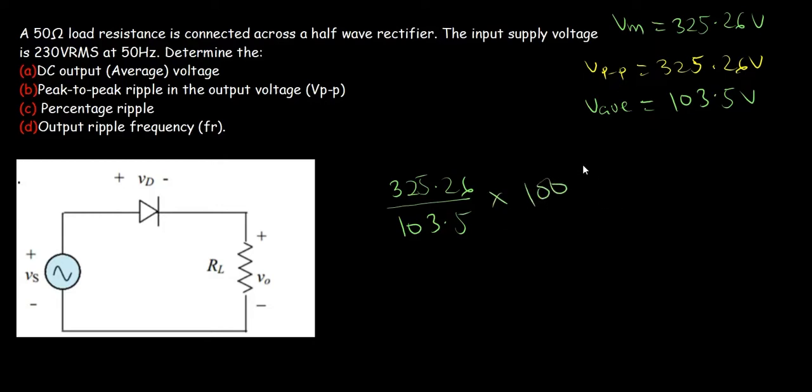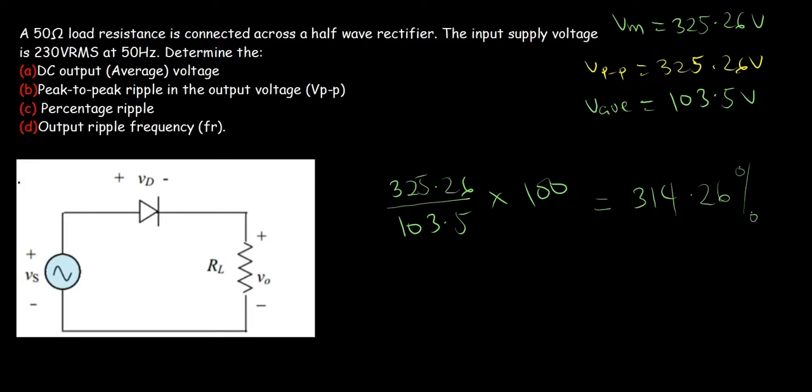So let's see what that will give us. 325.26 divided by 103.5 times 100. Okay, so that gives me a percentage of 314.26%. Okay, so that will be the percentage ripple.